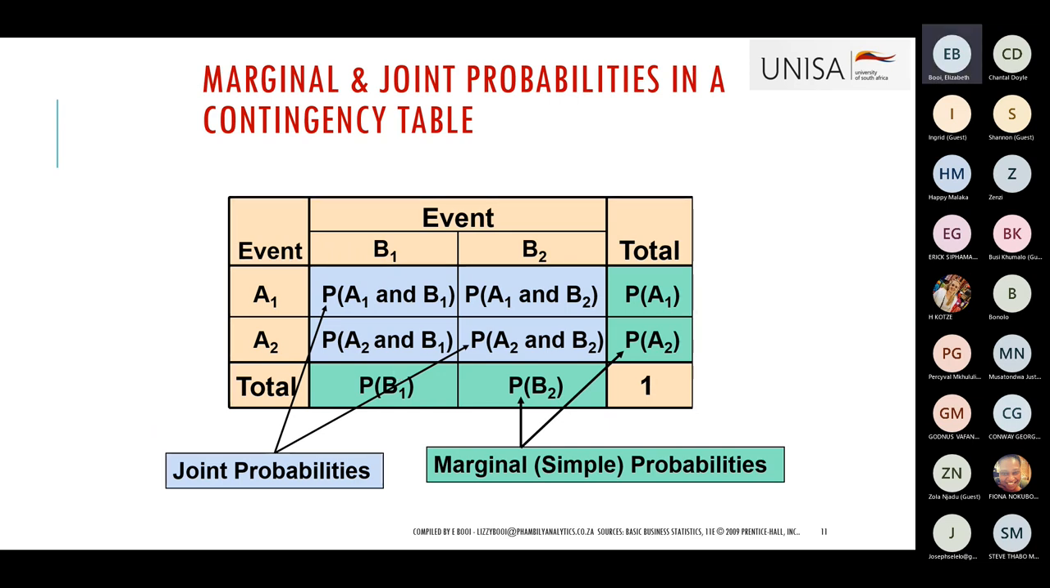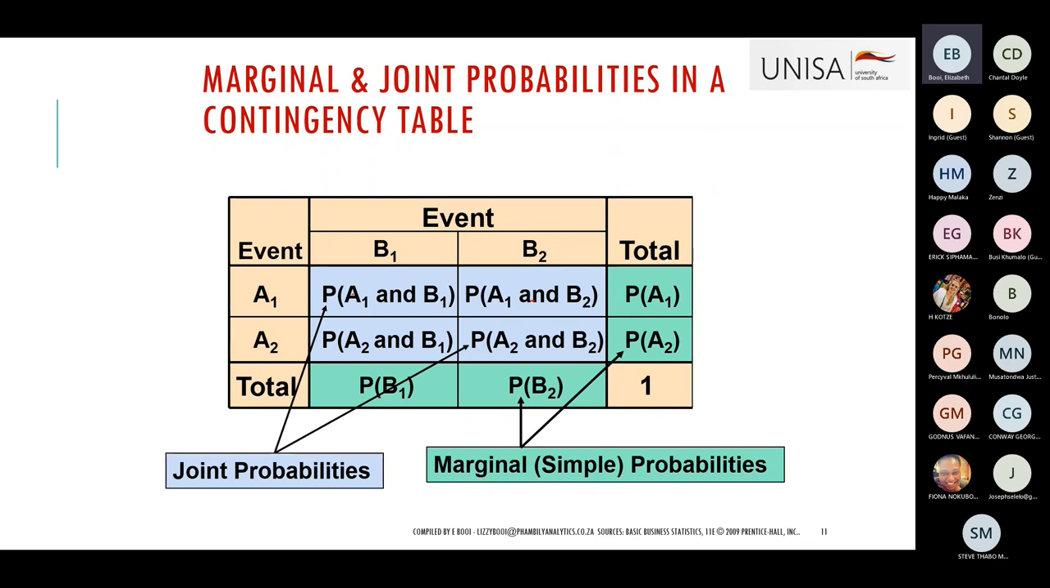This is how you represent joint events and simple events. Inside the contingency table, those will be your joint events, and you can calculate your probability of a joint event there. And the totals outside are where you can calculate your simple events. Your joint events create what we call marginal probabilities, which we can use to calculate a simple event. Because if I add the probability of A1 and B1, and the probability of A1 and B2, that will give me the probability of A1, and we know that the probability of A1 is a simple event.